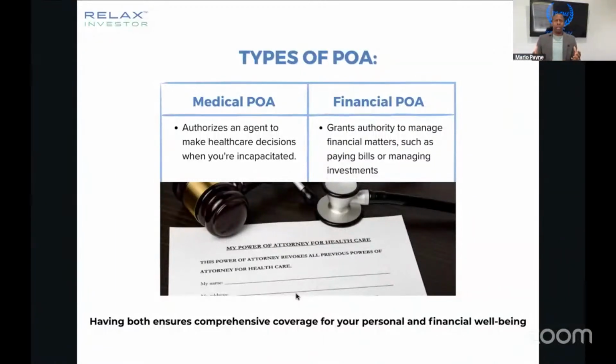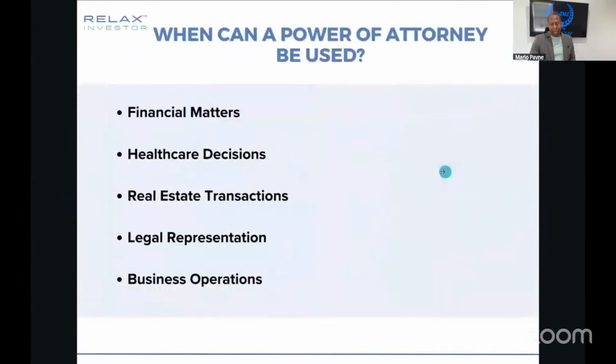And when a person does a power of attorney package, you shouldn't just have a medical power of attorney, because you want to make sure that financial things are done as well. You don't want to just have a durable power of attorney either. You want to make sure medical decisions are done well. So it grants the authority to manage financial matters, paying bills, managing investments, things of that nature, right? So when can a power of attorney be used? It can be used towards financial matters, healthcare decisions, real estate transactions, legal representatives, business operations.